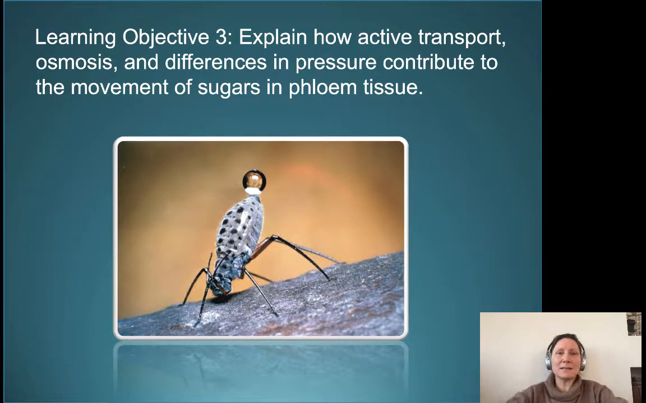Okay, but let's carry on to objective 3. So that's all we're going to talk about in terms of water transport in plants. So now let's talk about transportation of sugars and hormones and nutrients through phloem. So let's talk about phloem transport.